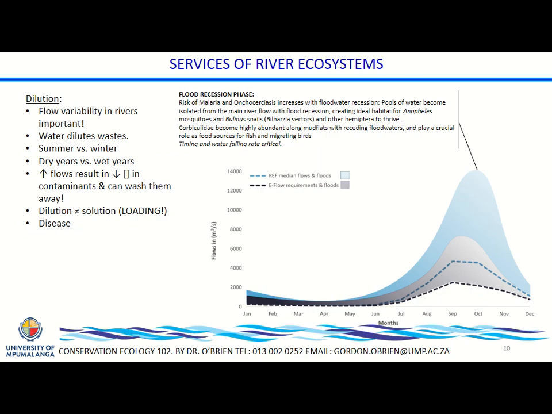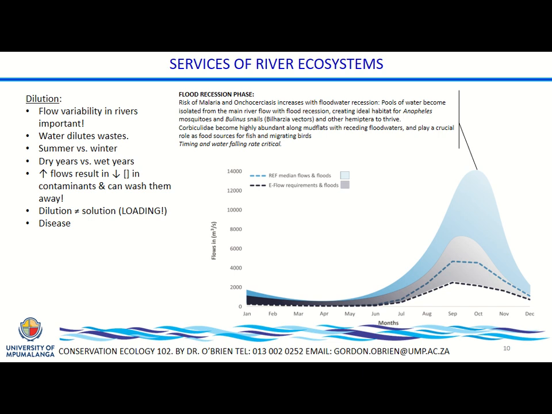Yeah. So in terms of dilution, we have a lot of variability in rivers. We have high flows, we have low flows. We have wet phases when there's lots of rain. We have dry phases during the winters that we experience. So it's not only summer and winter, when the rainfall differs, but we also have drought periods and we have high rainfall periods.